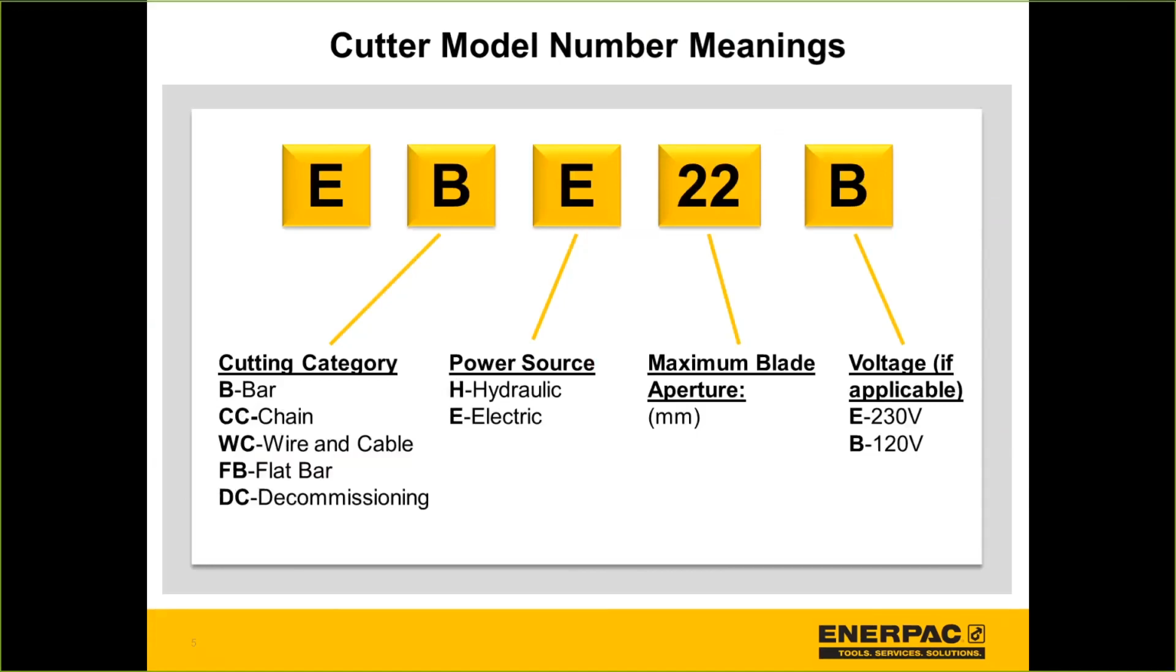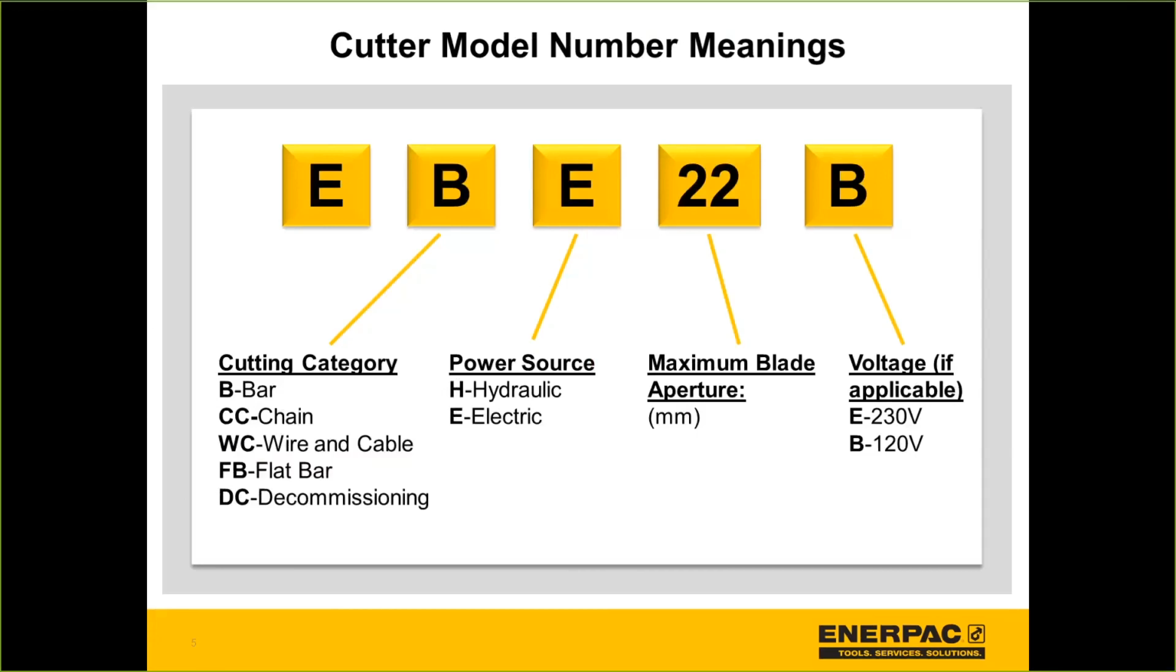A few words on our nomenclature. For those of you who are familiar with Enerpac nomenclature, hopefully this looks fairly familiar. We try to create a smart nomenclature so that when you look at it, you understand what it is that you're looking at. Starting with the digits from the left, you see an E, that just means Enerpac. B tells what type of solution it is. In this case, B is for bar cutter.